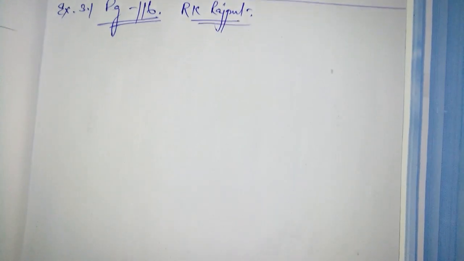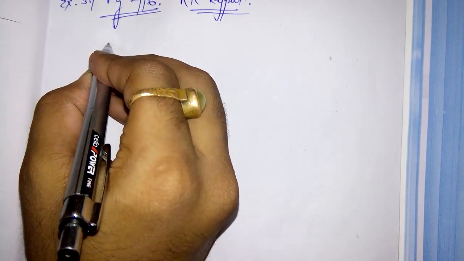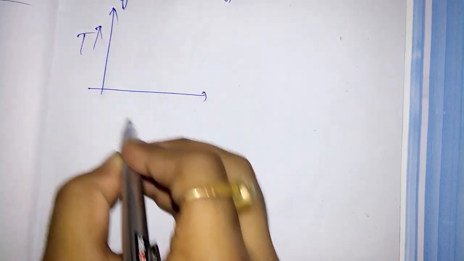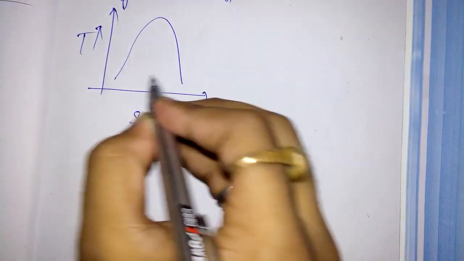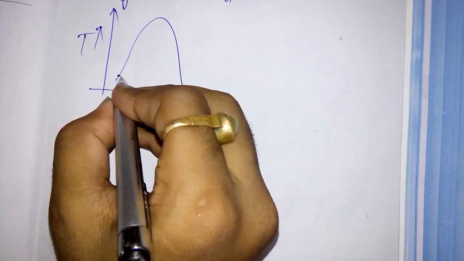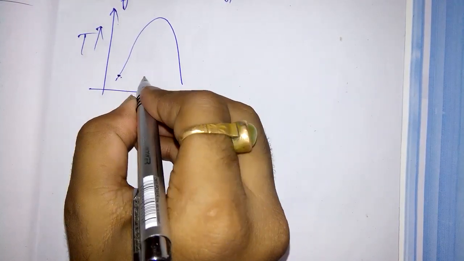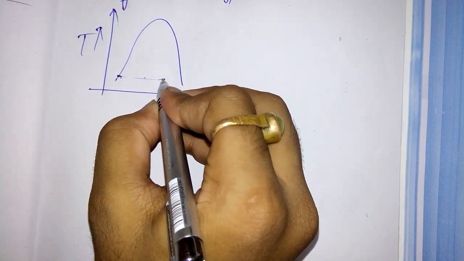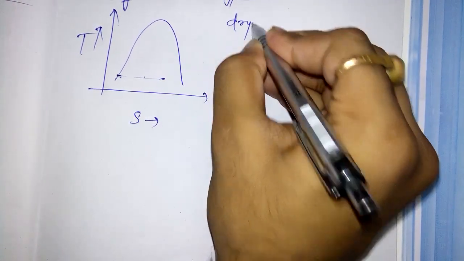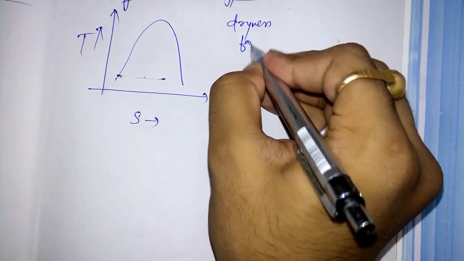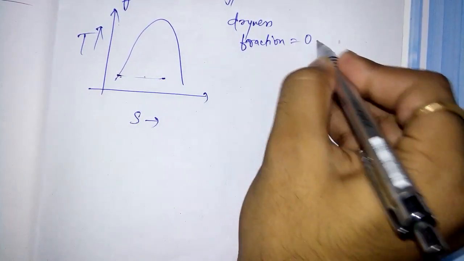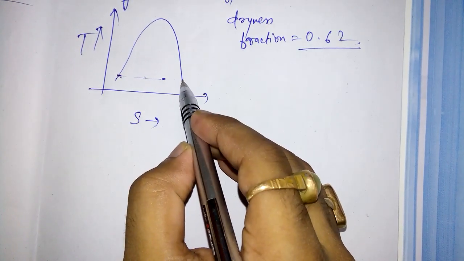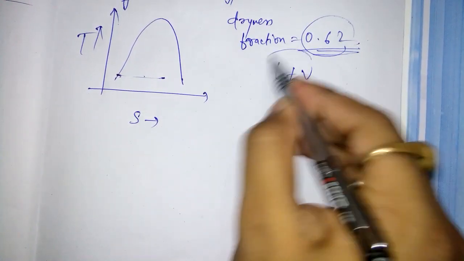Let's first draw the pH diagram and the TS diagram. What is the TS diagram? This is the vapor dome. The TS diagram will look something like this. First is the evaporation process. It will end here because it is told in the question that the dryness fraction is 0.62. That means it is not 1. If it would have been 1, then it would be here. But it is 0.62, that means the liquid plus vapor region.